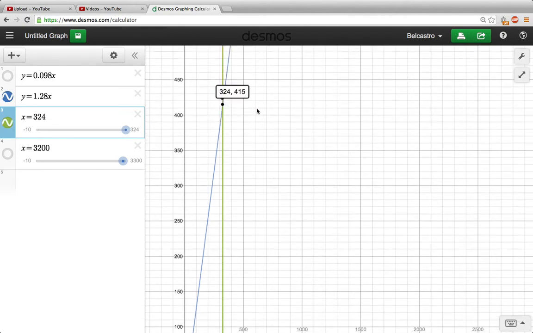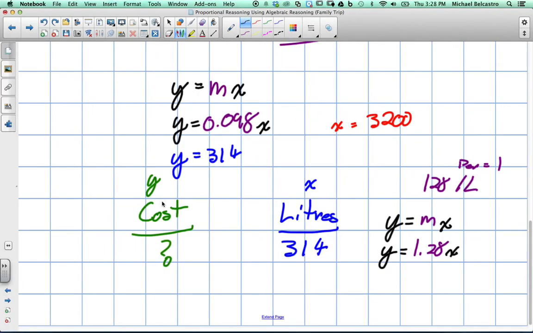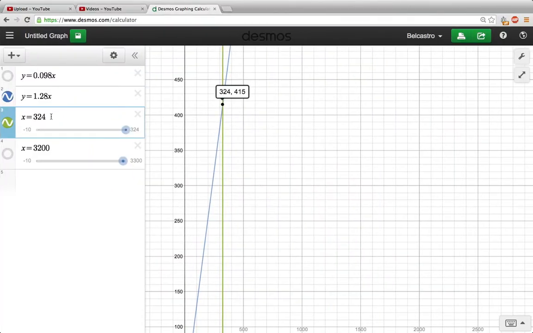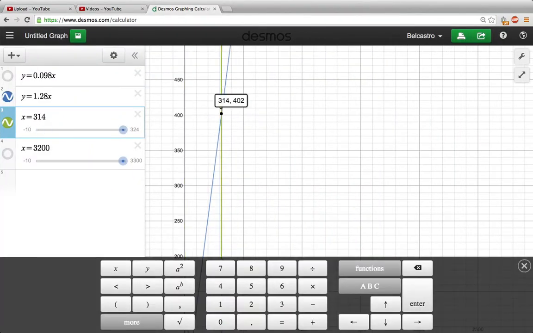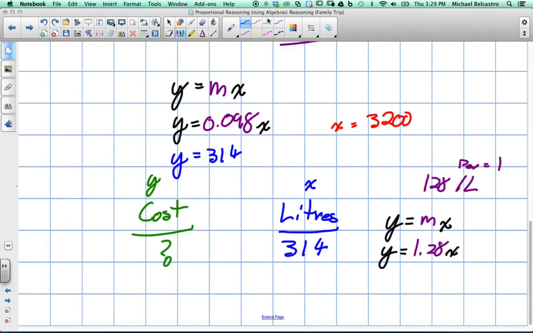it intersects right here. So if we use 300 and, sorry, is that the right value? 314, not 324. Let's go back. Sorry, so our value is going to be 314. If we use 314 liters of gas, our cost to the family is going to be $402. So the family's total cost, y, is equal to $402.